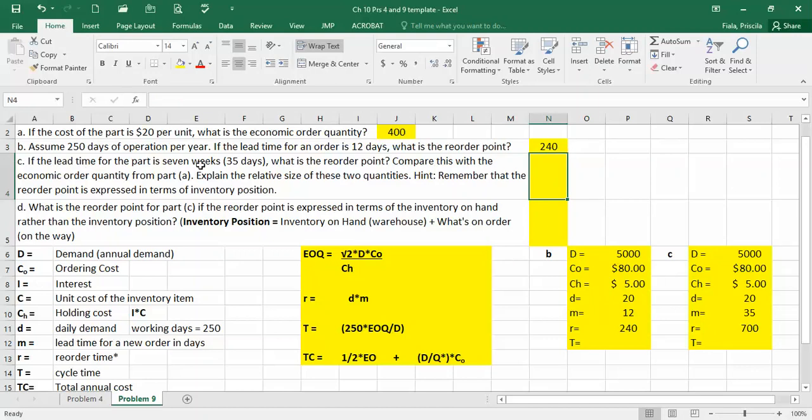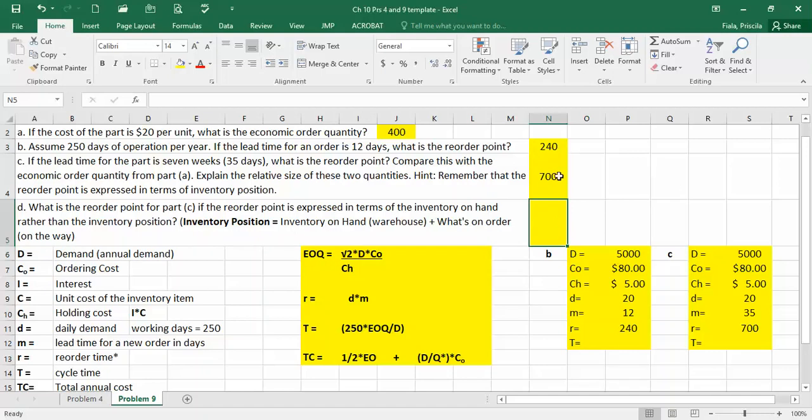If the lead time for the part is 7 weeks or 35 days, what is the reorder point? Well, the reorder point then is daily demand times 35, which is 700. Now you can see, remember that the reorder point is expressed in terms of inventory position. That means what you have on hand plus on the way.